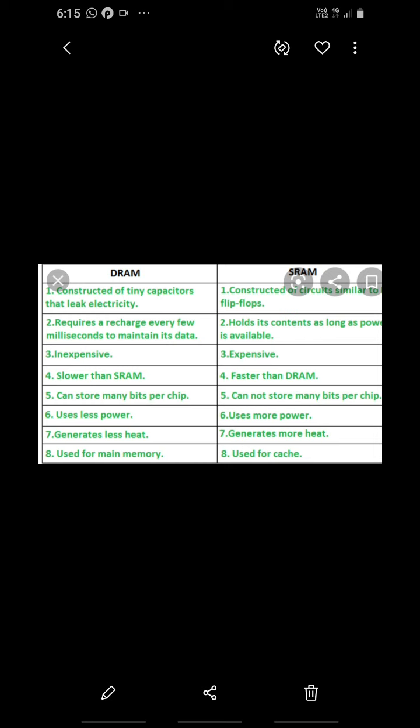So these are the differences between DRAM and SRAM.